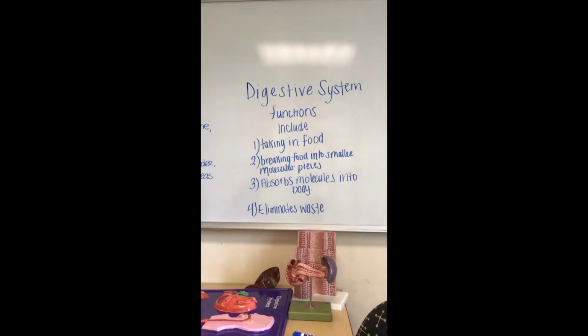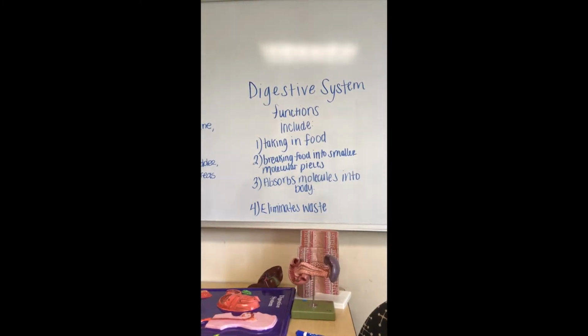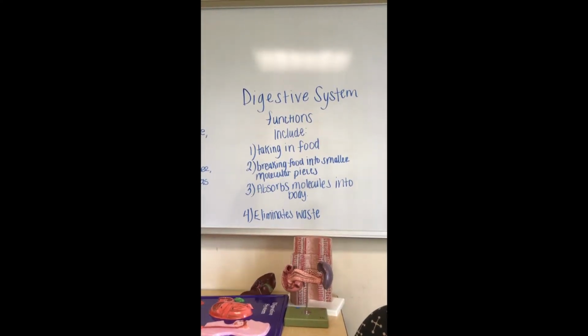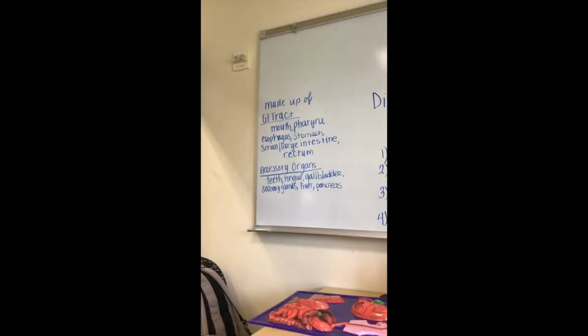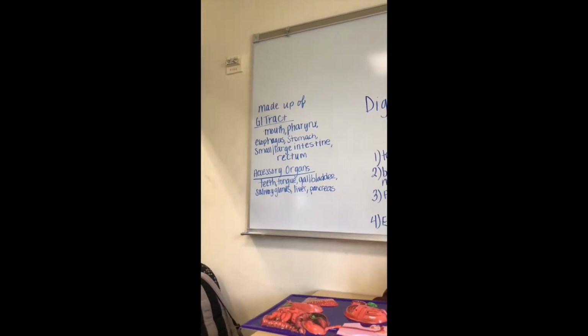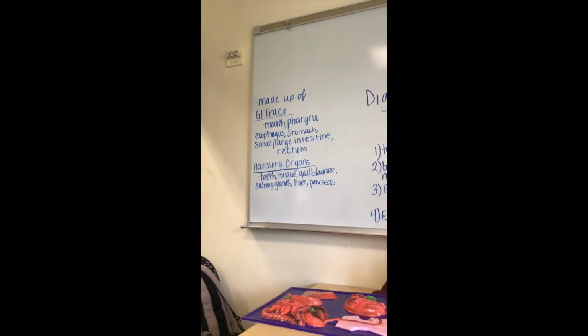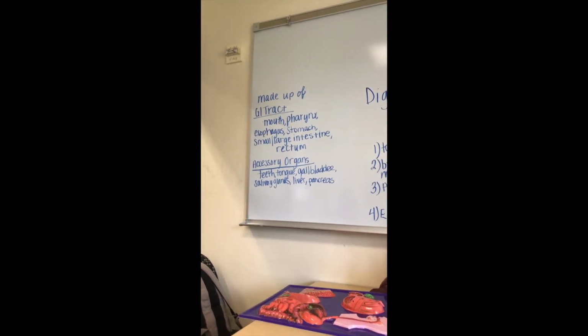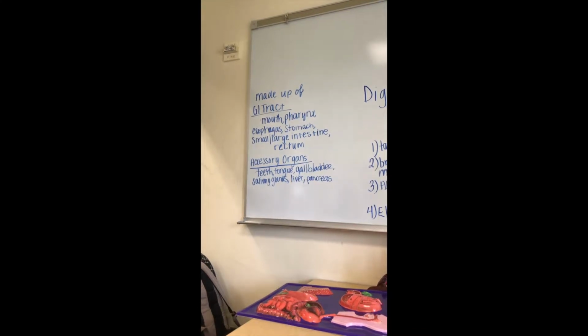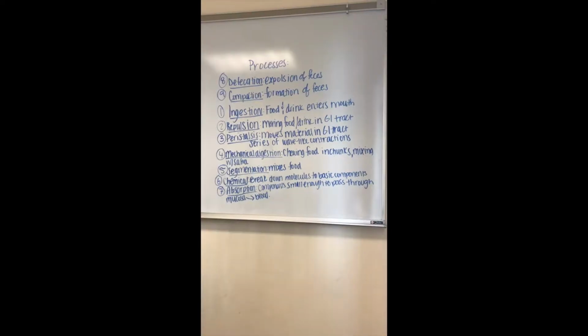The digestive system's functions include taking in food, breaking food into smaller molecular pieces, absorbing molecules into the body, and eliminating waste. It is made up of the GI tract and accessory organs. The GI tract consists of the mouth, pharynx, esophagus, stomach, small and large intestine, and the rectum. Accessory organs include the teeth, tongue, gallbladder, salivary glands, liver, and pancreas.